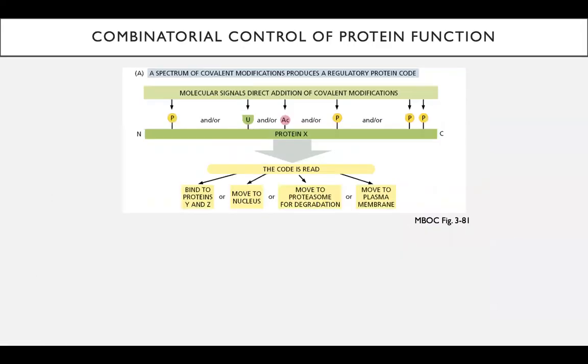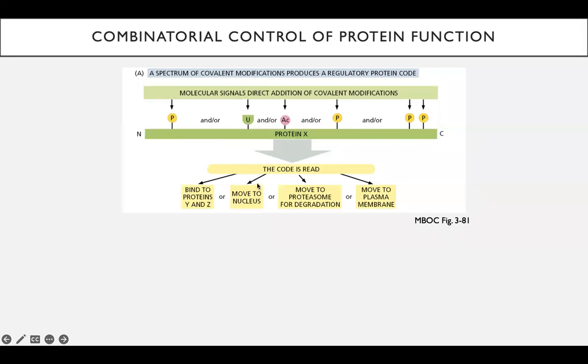One of the main things to think about with protein PTMs is how they can create this combinatorial control of protein function. Depending on how the protein is modified and depending on the differential modification that occurs, this could lead to a regulatory code that then leads to a different functional output for the protein.